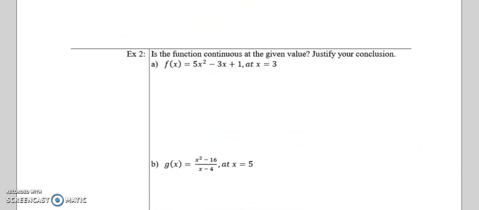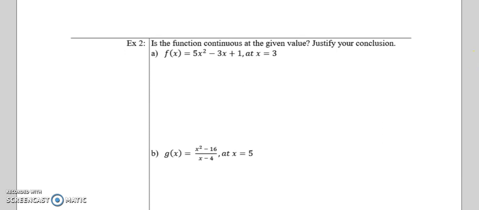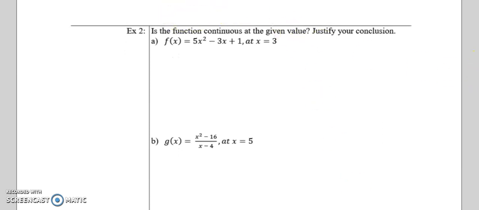Okay? Same thing. This time we don't have the graph. Is the function continuous? Three-part definition. So whatever you want to do first. Let's say we find the limit as x approaches 3 of f of x. Again, start with direct substitution. So 45 minus 9, 36, 37. What is f of 3?